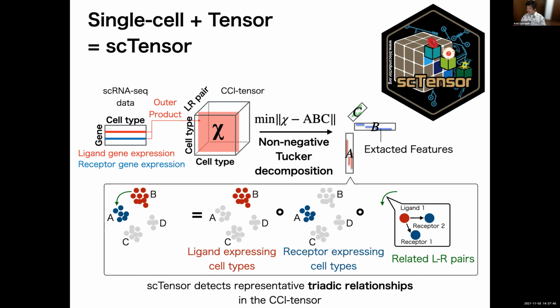Then I perform a tensor decomposition algorithm called non-negative Tucker decomposition against the CCI tensor. By this decomposition, we can see the representative triadic relationships in the CCI tensor. That is, we can see the correspondence between ligand expressing cell types, receptor expressing cell types, and the related ligand receptor pairs.